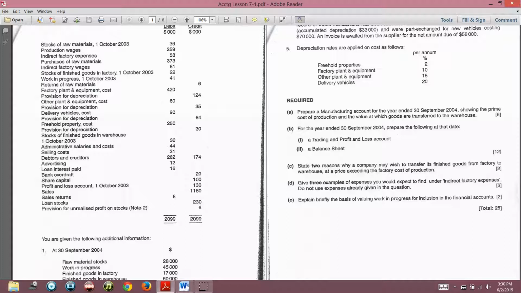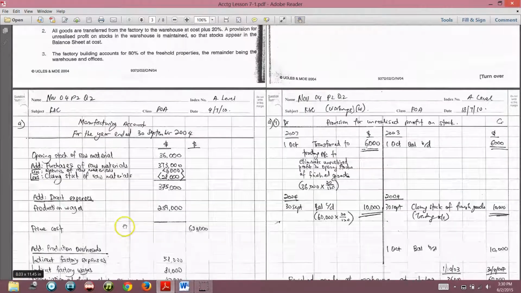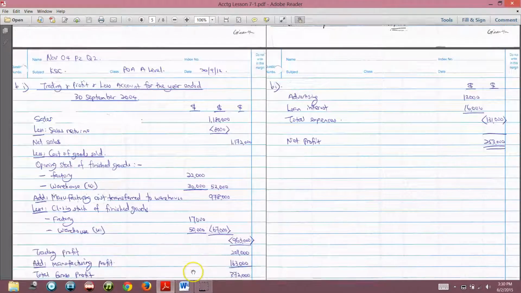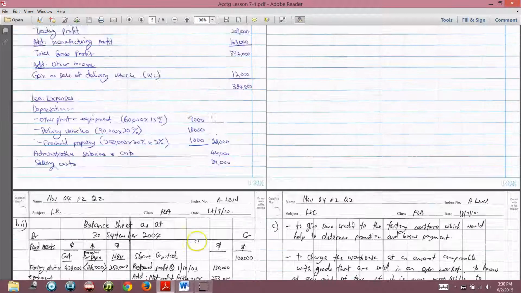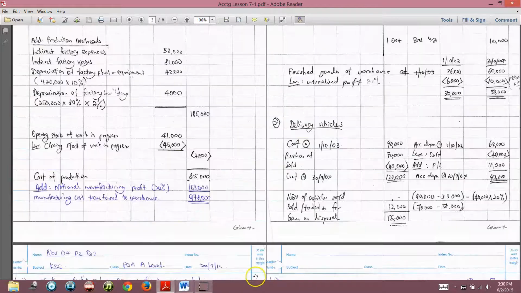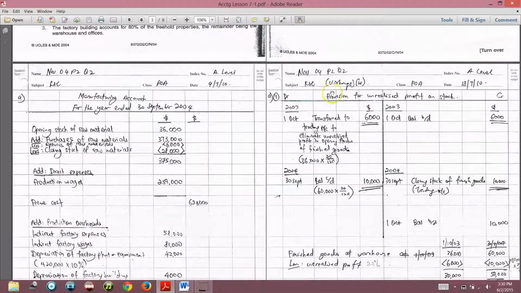Then you add 70. So that means your ending cost for delivery vehicle is 120,000. So I put here 120,000. I put it in a working. You should have another piece of paper here, workings, bracket W.